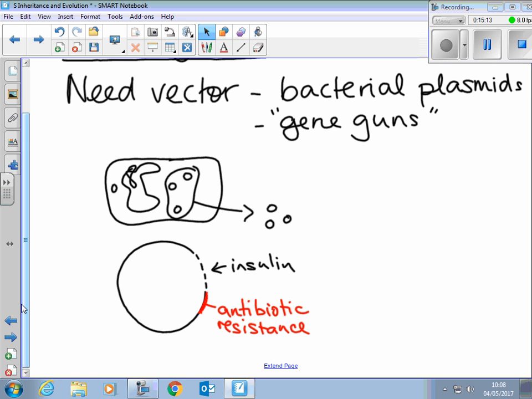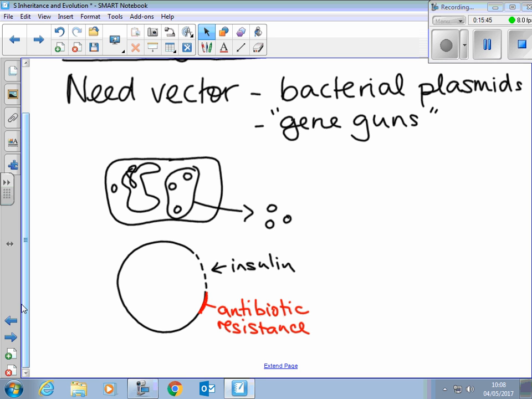So we've incubated the bacteria with the plasmids. Some bacteria have taken up the plasmids. We grow them on plates to show antibiotic resistance as an indicator of the modification, and then stick them in big tanks and they'll churn out insulin for us. Very convenient.